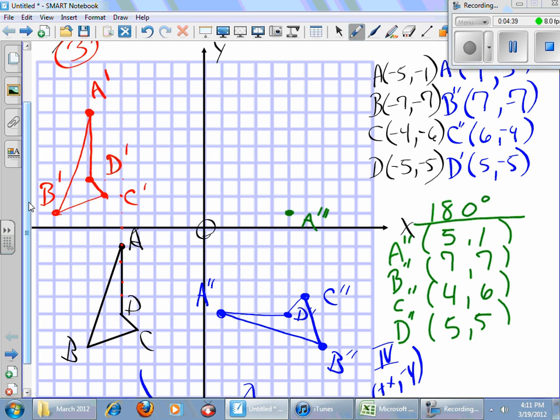B will be at 7, 7, 5, 6, 7, 1, 2, 3, 4, 5, 6, 7. There's B triple prime. I'll go A to B right now. C triple prime. These are all triple primes, sorry. C is at 4, 6. 4, 1, 2, 3, 4, 5, 6. There's C triple prime.